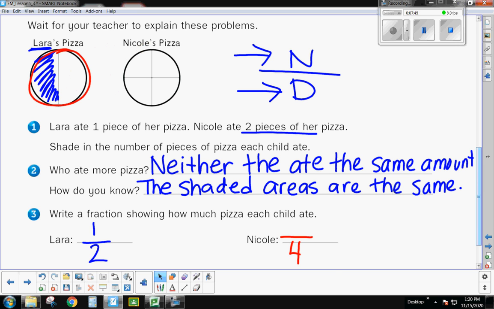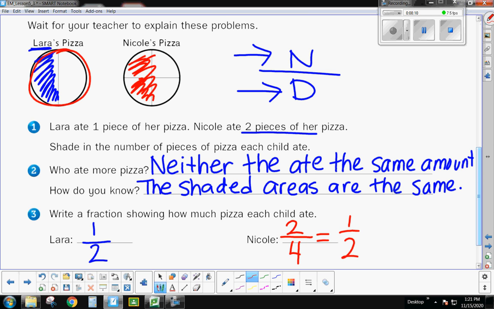Now, how many pieces did Nicole get to eat out of those 4 slices? She got to eat 2 out of 4, or 2/4. Now, these 2 fractions are equivalent, aren't they? 1/2 was the same size as 2/4. So 2/4 and 1/2 are equivalent fractions, as long as the whole started out the same.